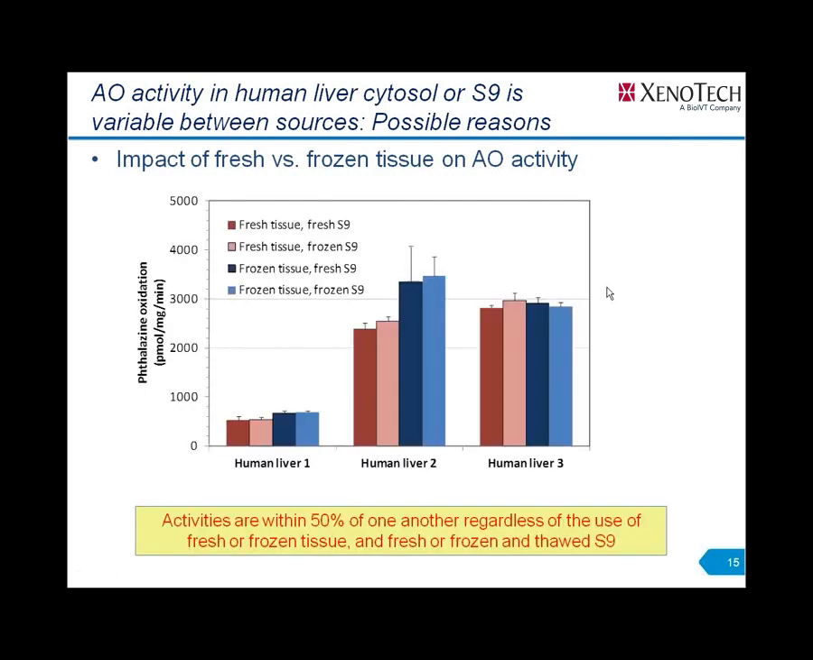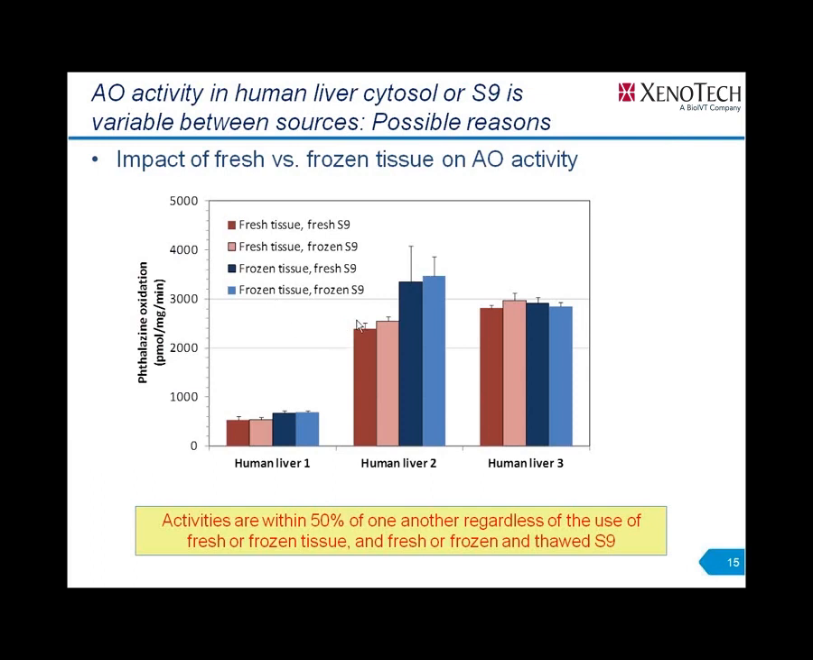So we actually had a few analysts that, as fresh livers came in, would then process that tissue immediately into S9 and determine activity with thalazine, or they would take the fresh tissue, freeze away the S9, or then take the frozen tissue, immediately prepare S9 and look at the activity, or the fourth variable, take the frozen tissue, take the frozen S9 the way it typically is done, and look at the activity across 3 different livers.